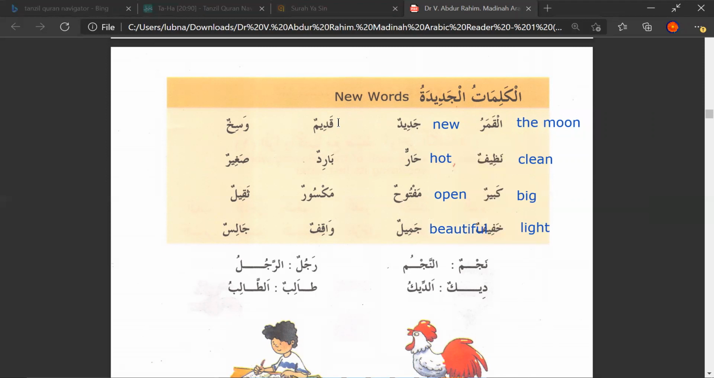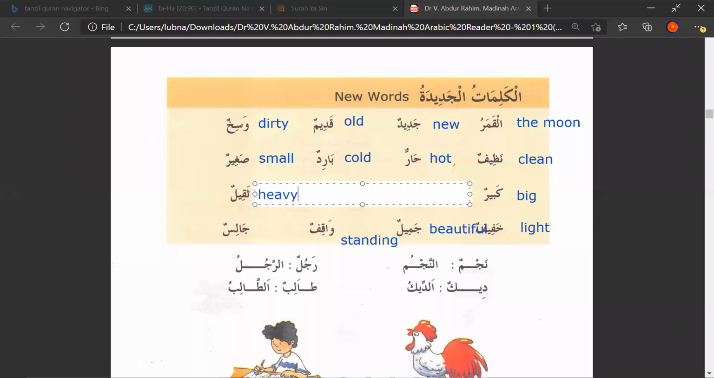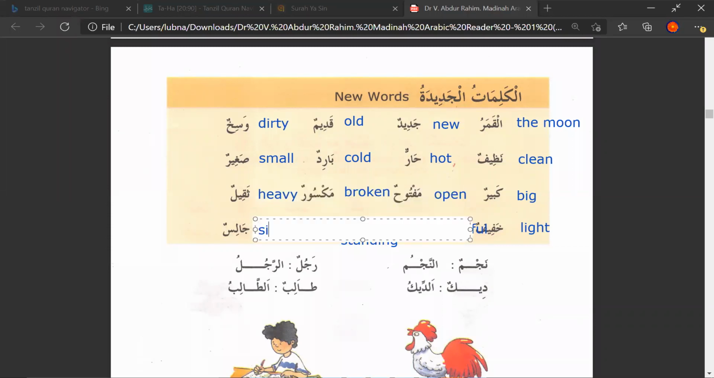Then qadimun, old. Now old and cold are together: qadimun old and baridun cold. Okay. Then maksurun, broken. Waqifun, standing. Then wasikhun, dirty. Saqilun, heavy. Jalisun, sitting. Okay. Now take another screenshot.